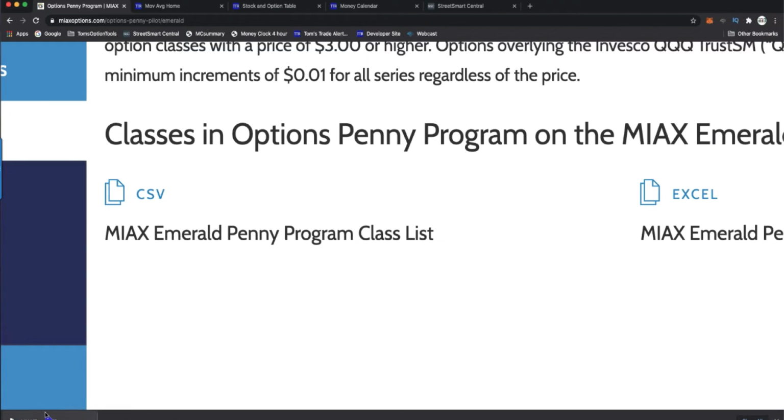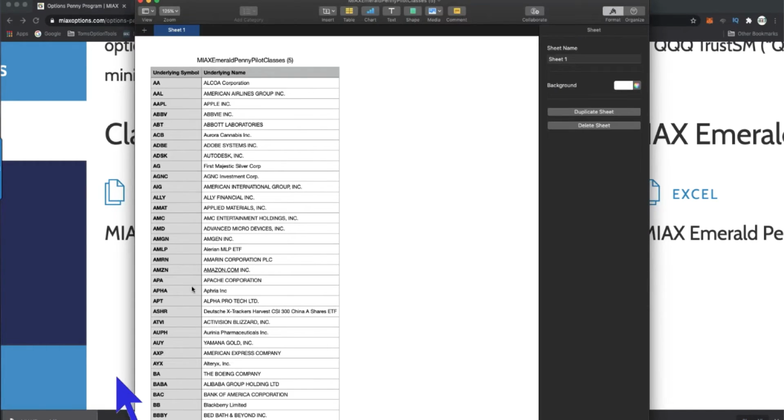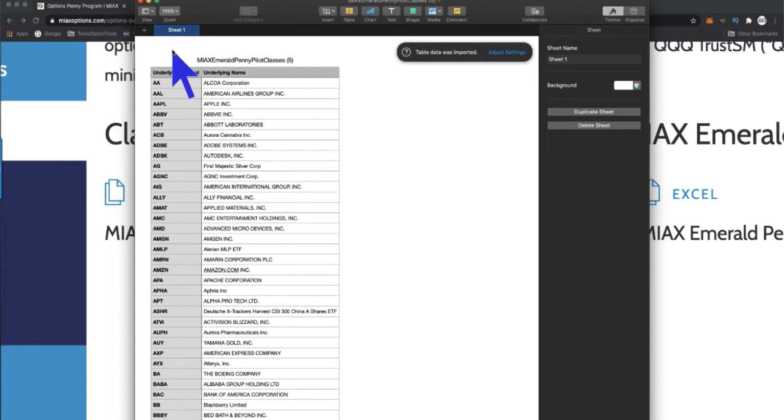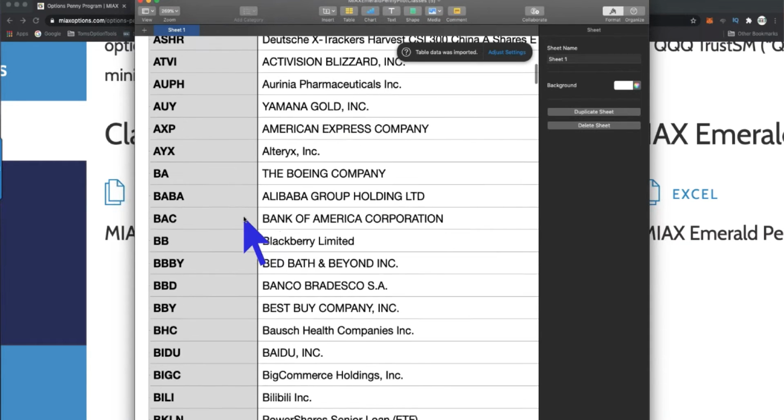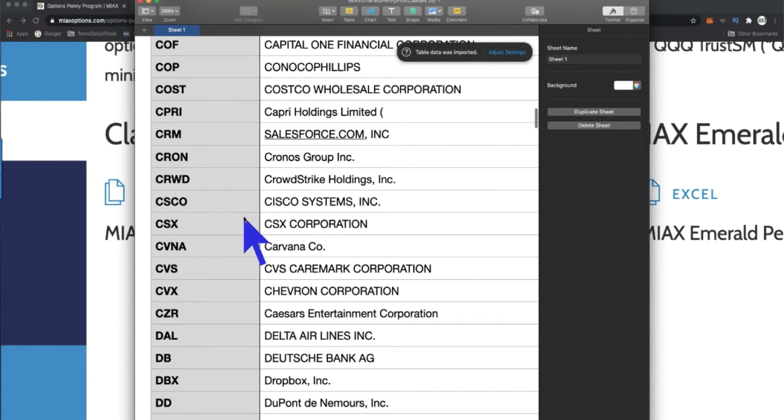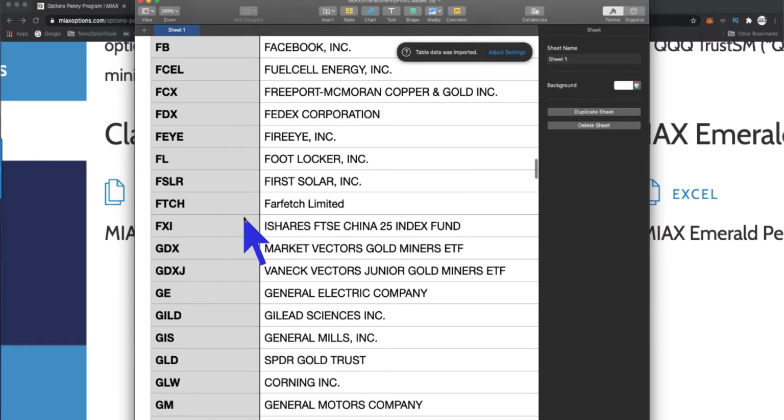For me, because I'm using Chrome, it depends on what you use. If you use Safari, Firefox, Internet Explorer, whatever you use, you're going to have this list downloaded. I'm opening it right now just to show you what it looks like. And there you go. This is in Google Sheets, and you can see that it gives you the list of the most liquid stocks out there that trade options.